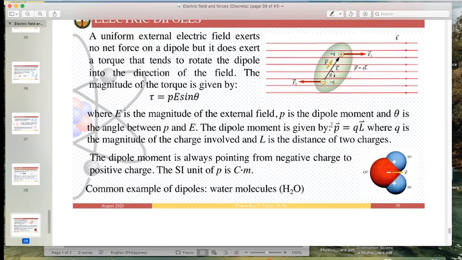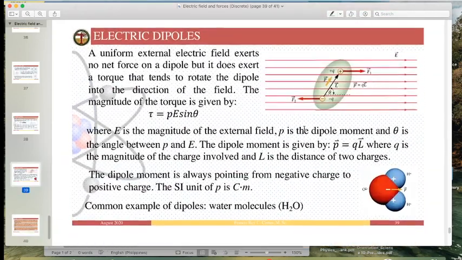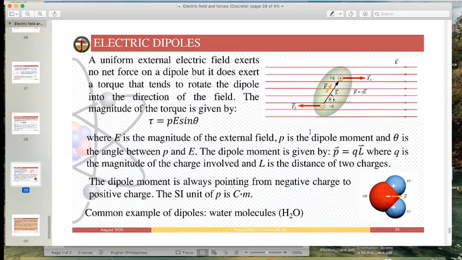Because of this relationship, the SI unit of your dipole moment is given by C times meter, the coulomb times the meter. So what is the application of electric dipoles when it comes to torque? Again, torque: your electric dipole rotates in one place, where the axis of rotation is probably at the very center, the midpoint.